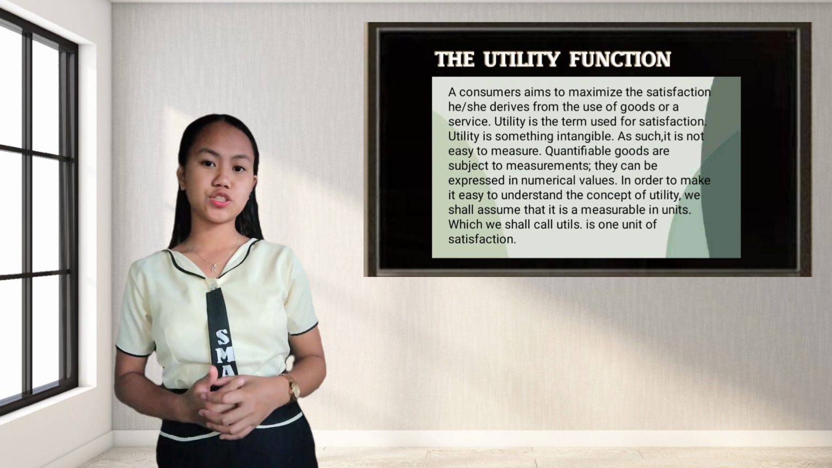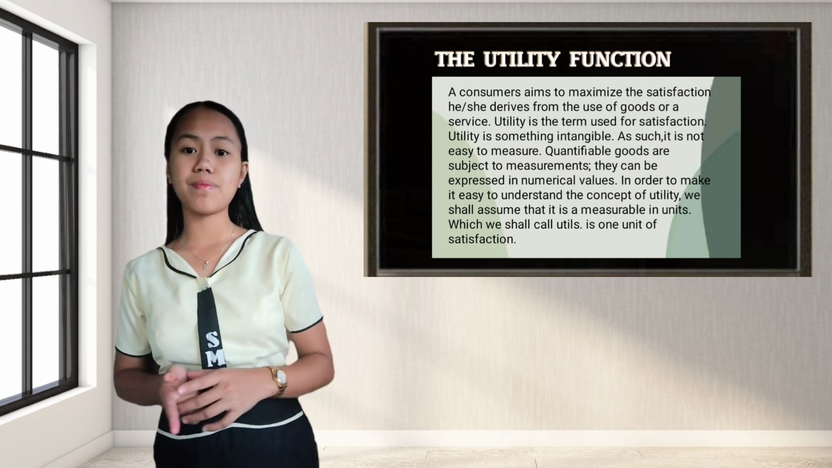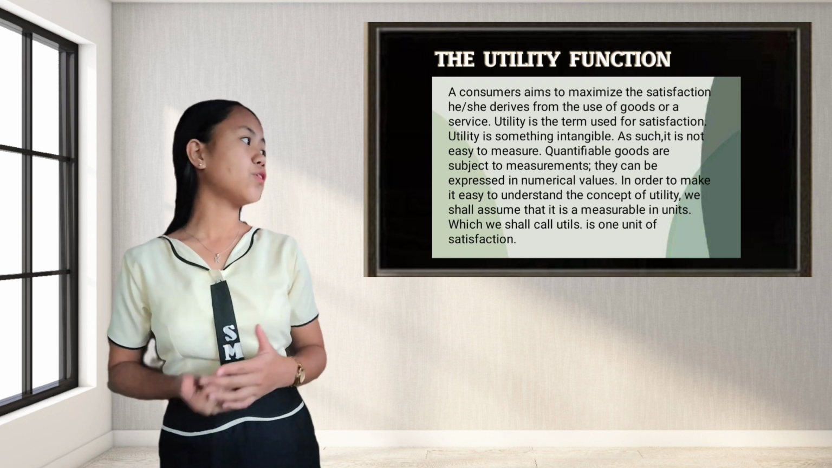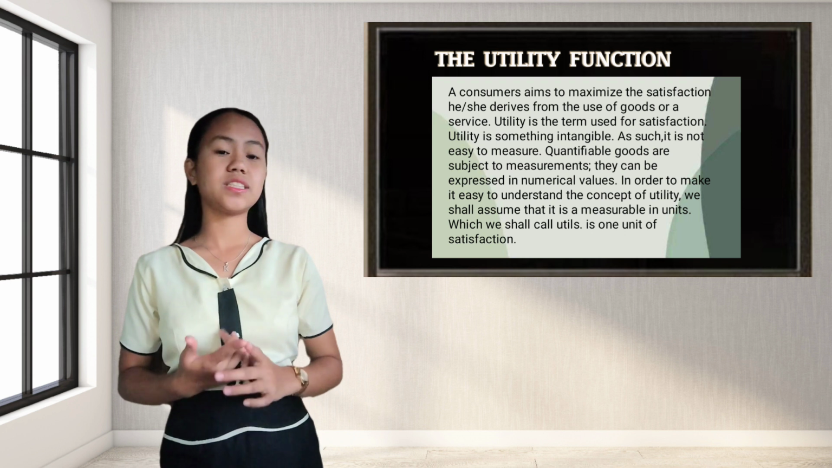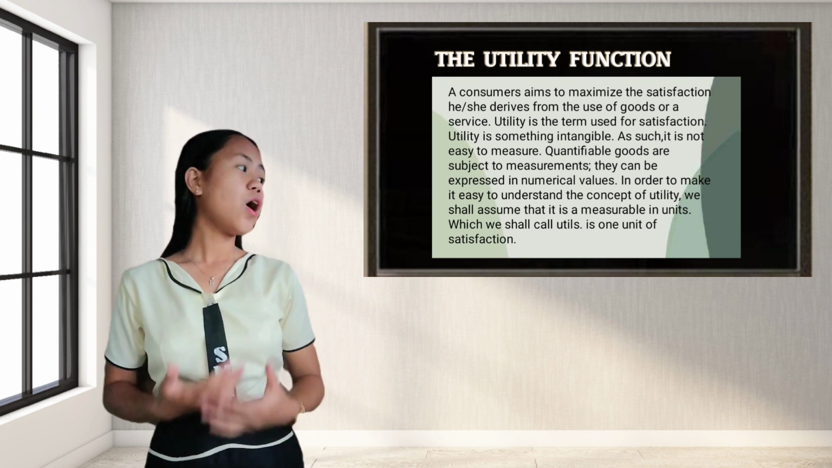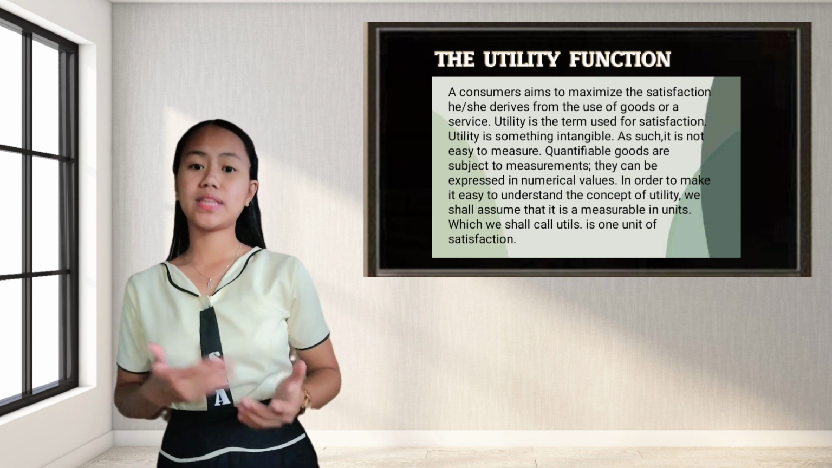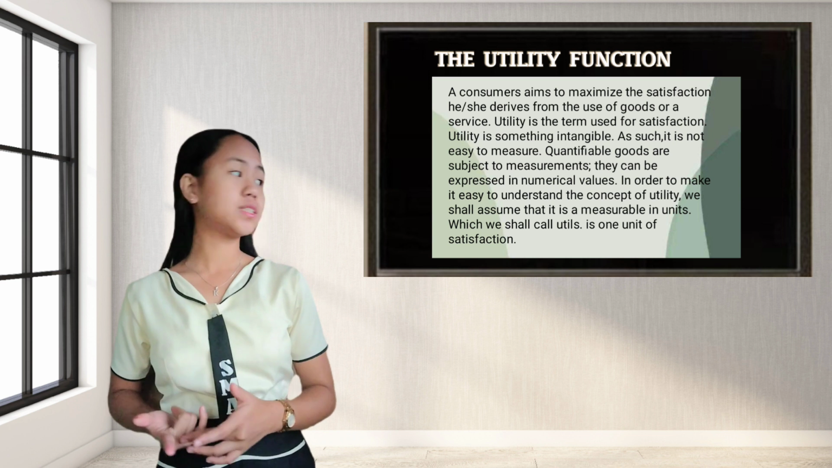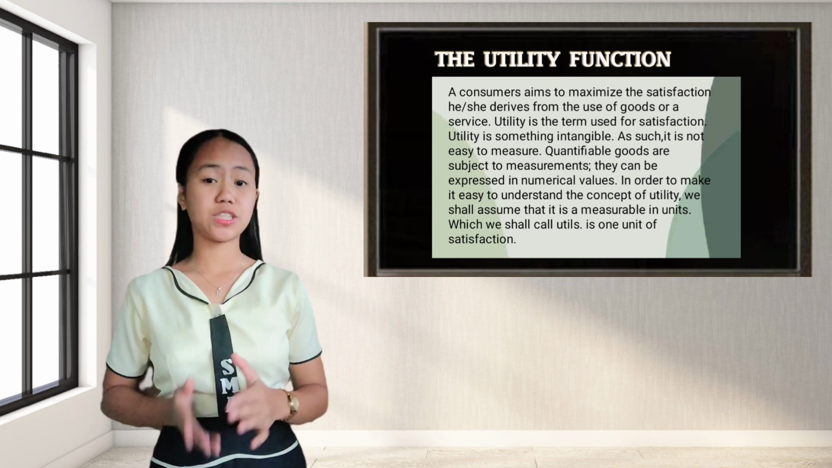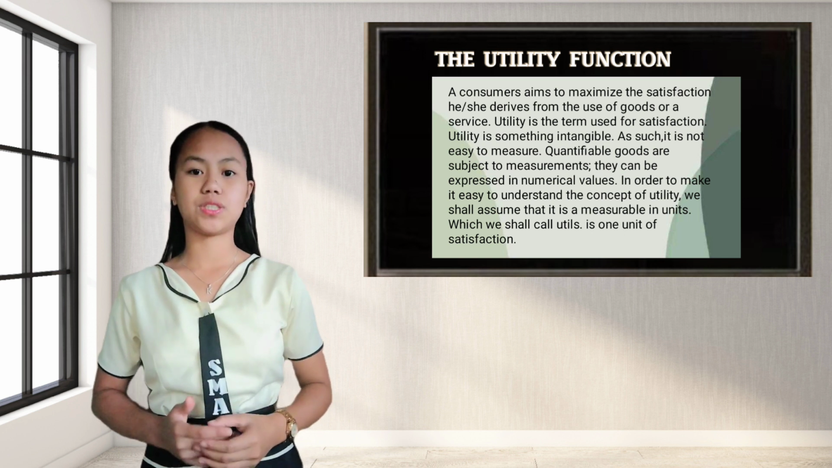The utility function. So from the word utility, which means usefulness or equipment, utility is intangible or hard to understand. As such, it is not easy to measure. Also, when we say quantifiable goods, quantifiable means can be measured. Quantifiable goods are subject to measurement, and they can be expressed in numerical values.